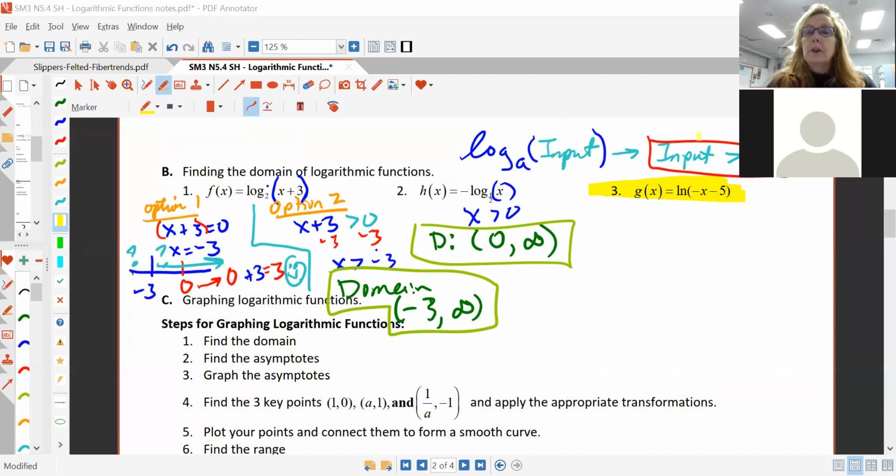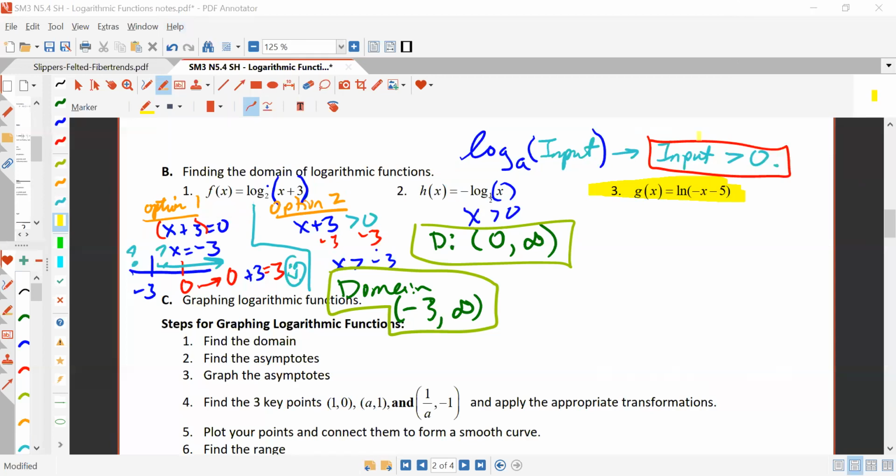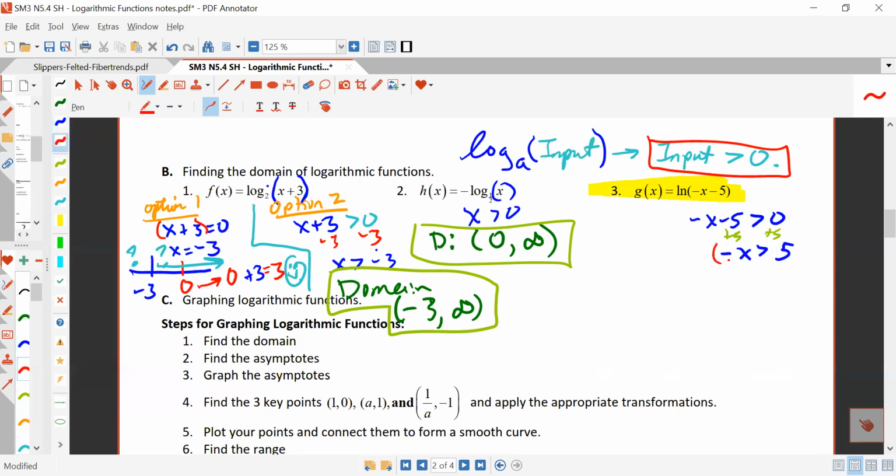Okay, so I'm going to show you both methods here. This one works better with option one. You don't have to be quite so picky. So I'm going to start off with option two, just solving it. First of all, negative x minus 5 has to be greater than 0. What do I do? I add 5. Negative x is greater than 5. But, oh no, it's negative. So what do I need to do? Probably multiply through by negative 1.